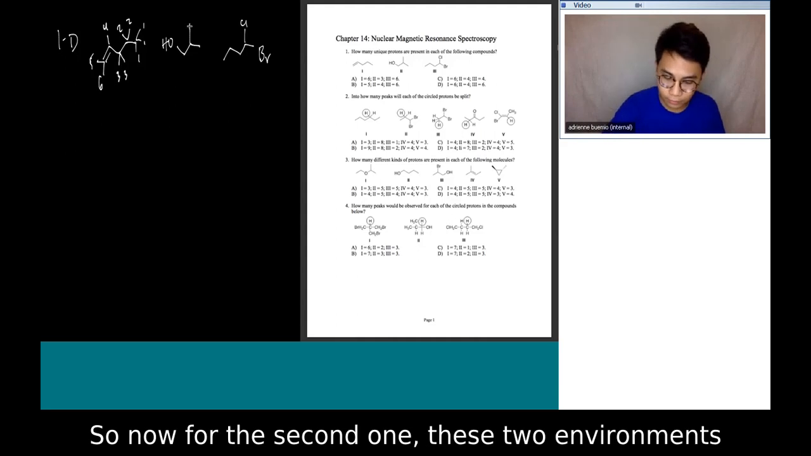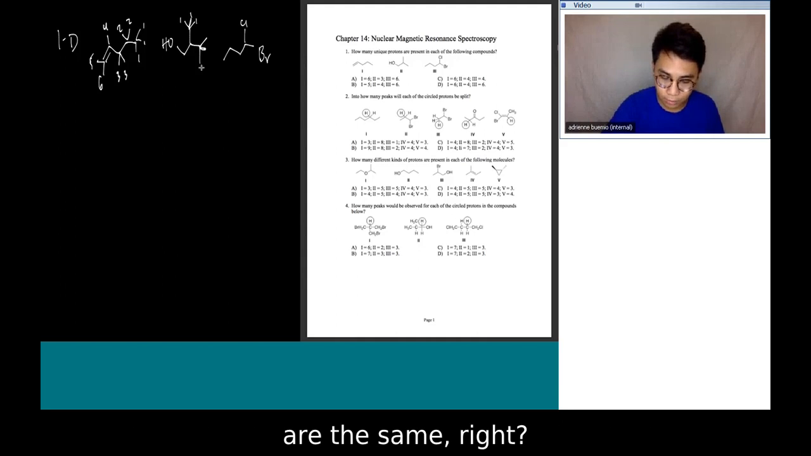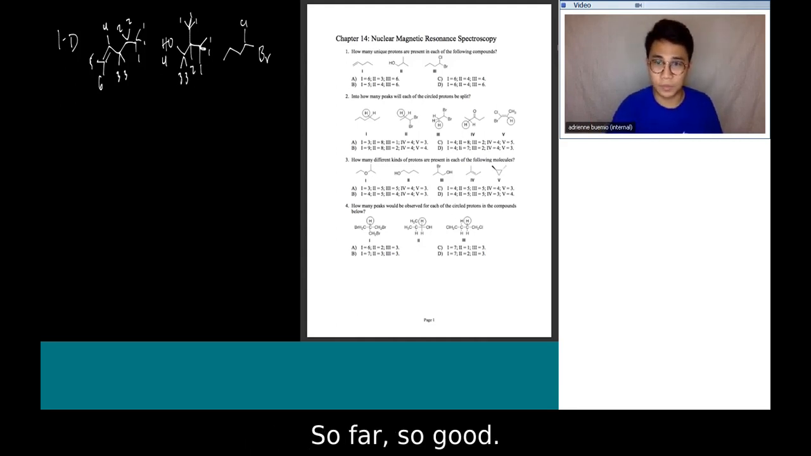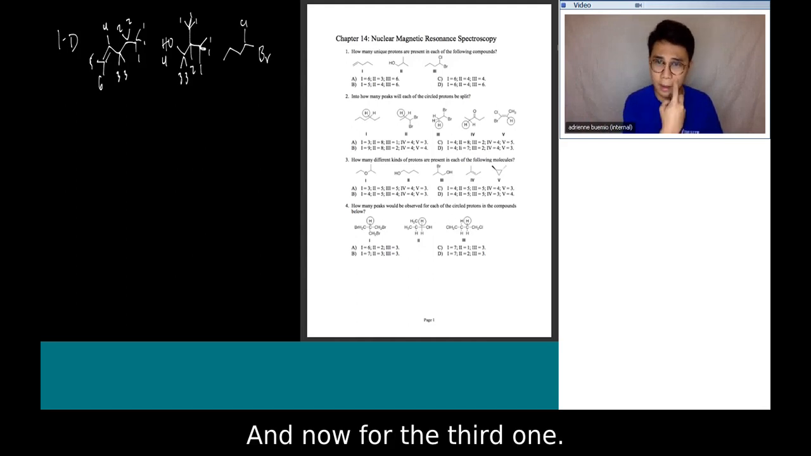So now for the second one, these two environments are the same, right? So 1, 2, 3, and of course the OH, 4, right? So far so good, 4. And now for the third one.